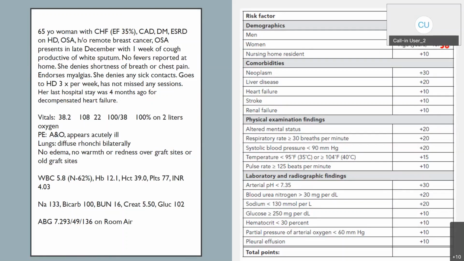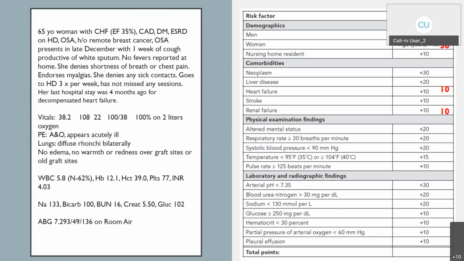All right, so she gets 58 points for her age. Oh, my math is bad. It should be 55 points. 10 points for her history of heart failure. I didn't give her the points for neoplasm because it was remote and she wasn't on any treatment for it at the time.